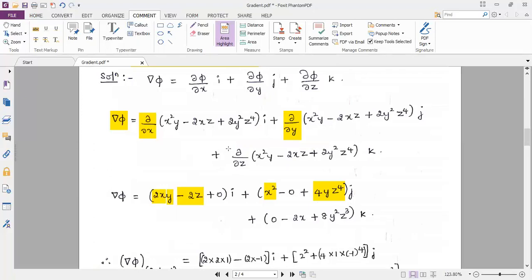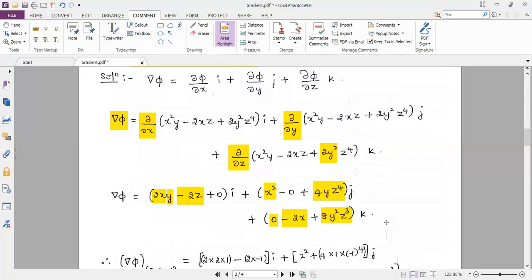Last term, we have to do partial differentiation with respect to z. First expression x square y is a constant with respect to z. So differentiation is 0. Minus 2x is a constant with respect to z, writing as it is. Differentiation of z is 1. So we get minus 2x into 1. Plus 2y square is a constant with respect to z. So writing as it is. Differentiation of z power 4 is 4z cube. So 4 into 2, 8y square z cube k cap.